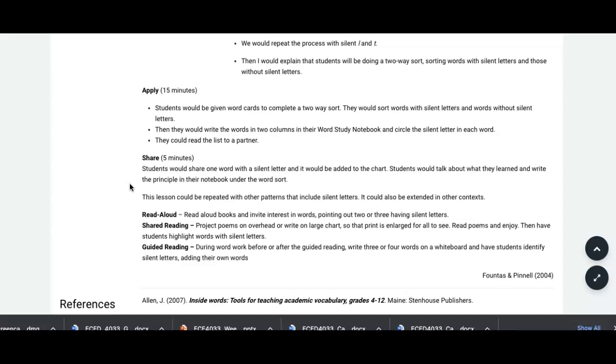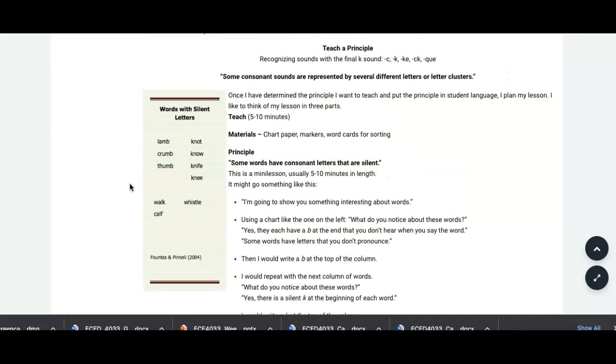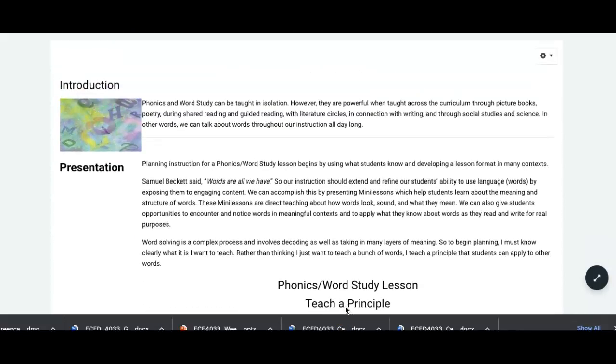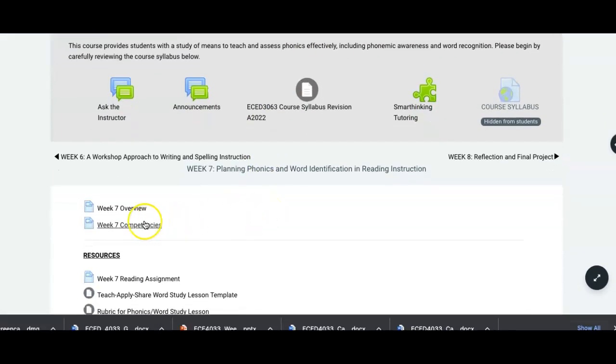The lesson could be repeated with other patterns that include silent letters. It could also be extended in other contexts. For example, read aloud, shared reading, guided reading, most definitely in writing. So this lesson plan that you're going to develop, you're going to state that principle in student-friendly language. Very simple. So this is the format for you to follow. If you have questions about that, please ask me.